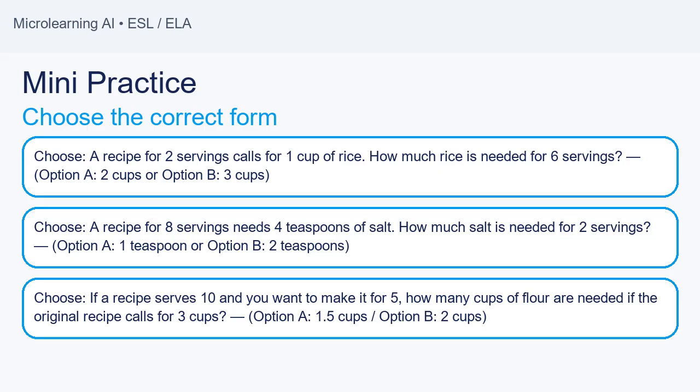2. A recipe for 8 servings needs 4 teaspoons of salt. How much salt is needed for 2 servings? Option A, 1 teaspoon, or Option B, 2 teaspoons? Answer: Option A.